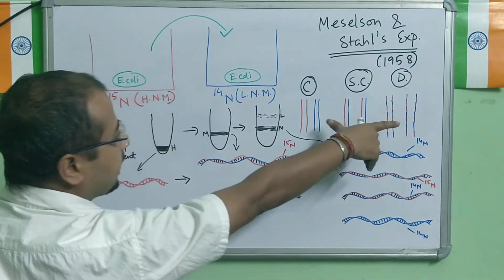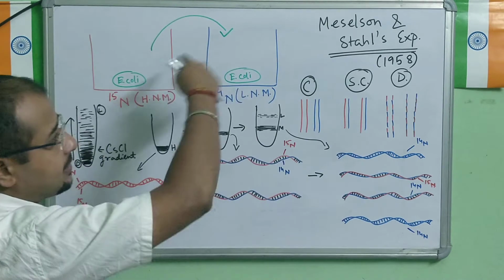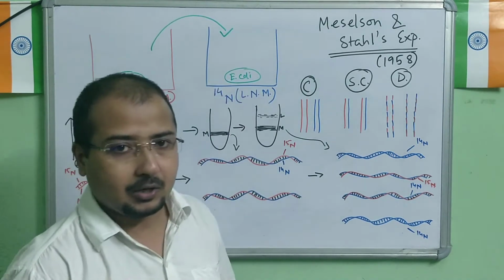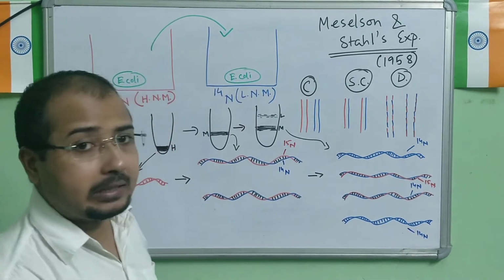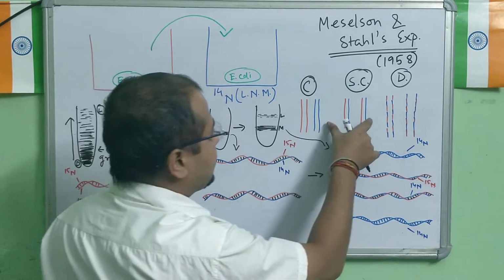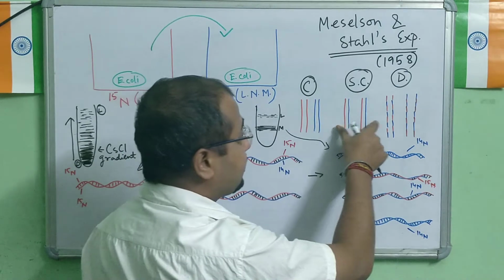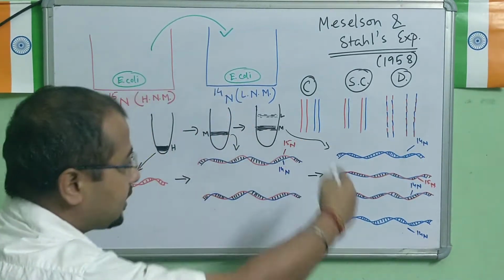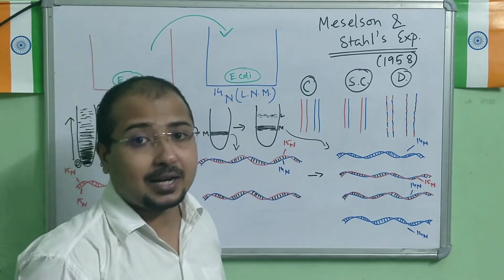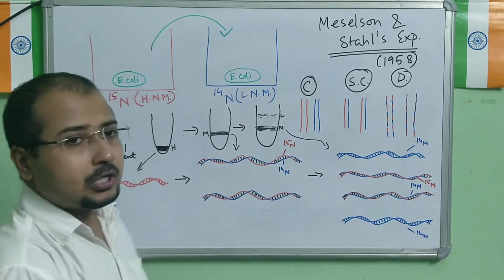Now, if I compare these models with Meselson and Stahl's experiment, what can we see here? Now, which one is applicable? Conservative mode of replication, or semi-conservative, or dispersive? Which one is reflected here in Meselson and Stahl's experiment? We have to see this.